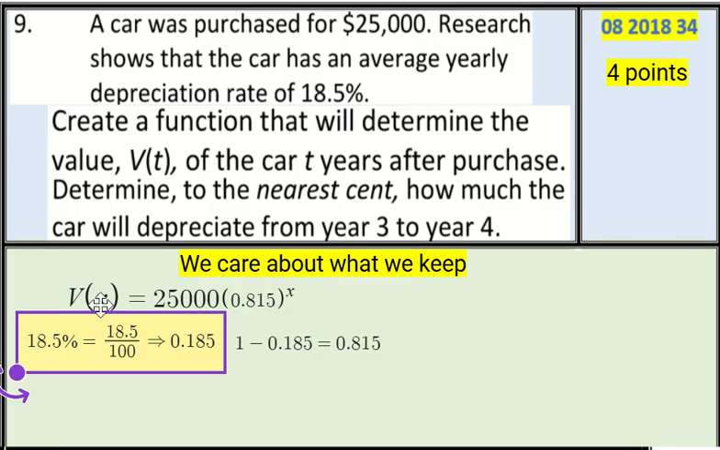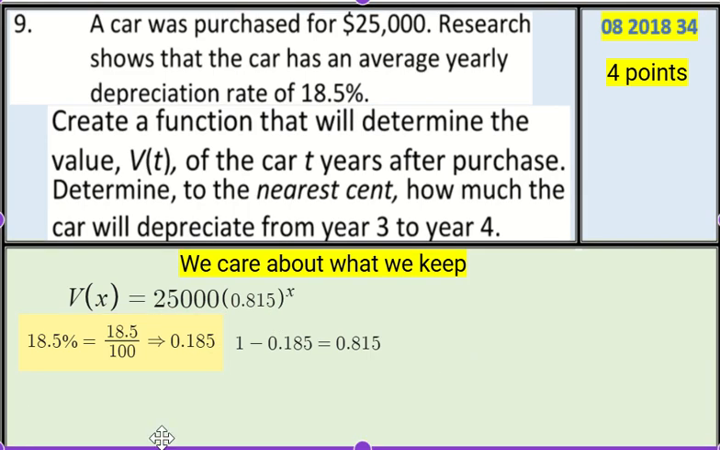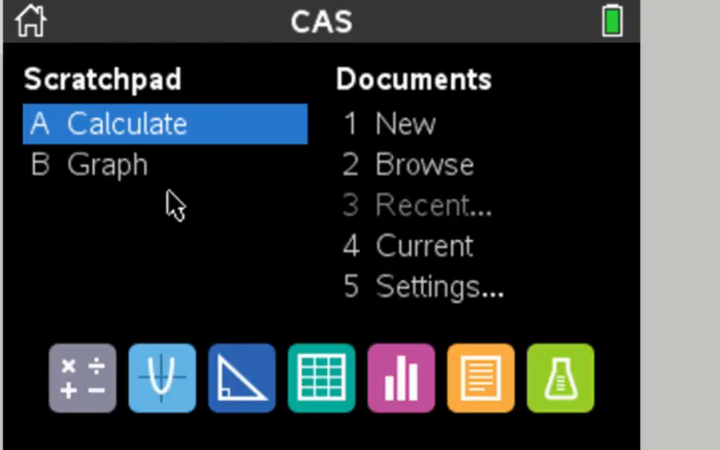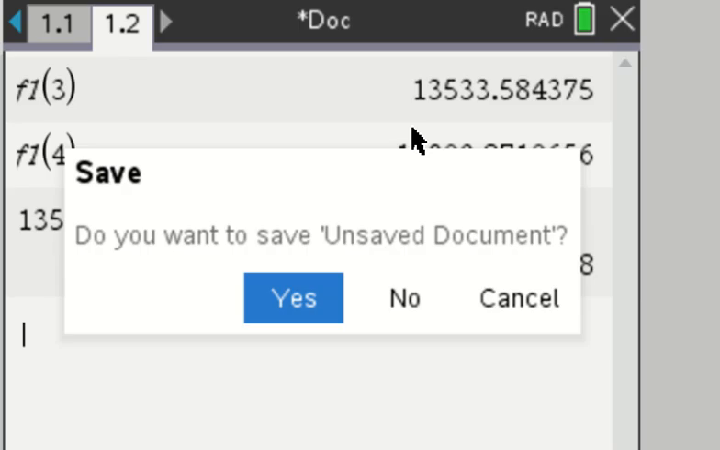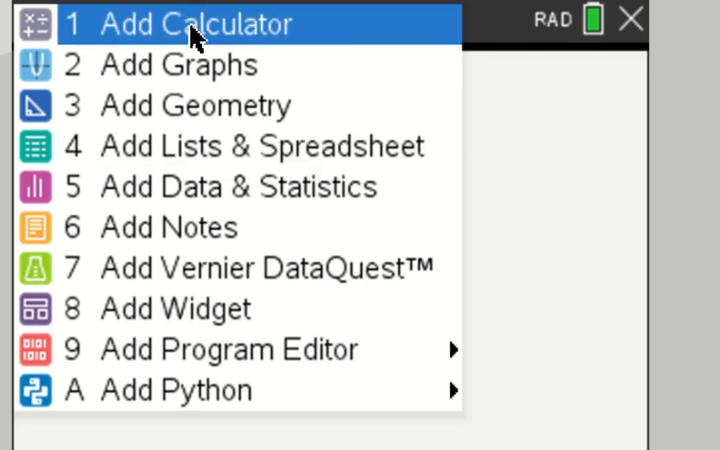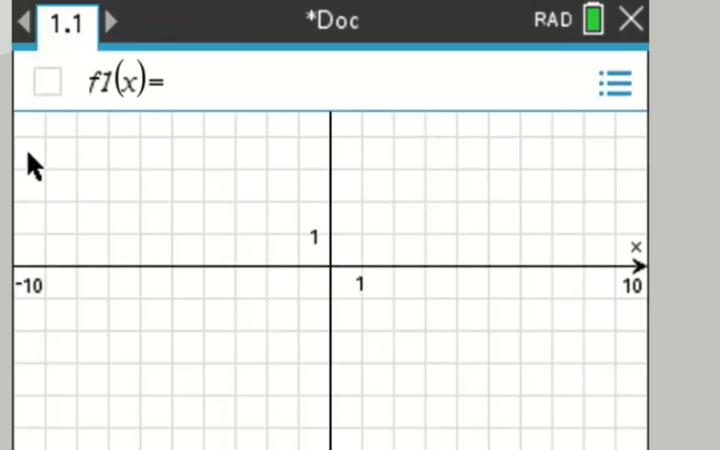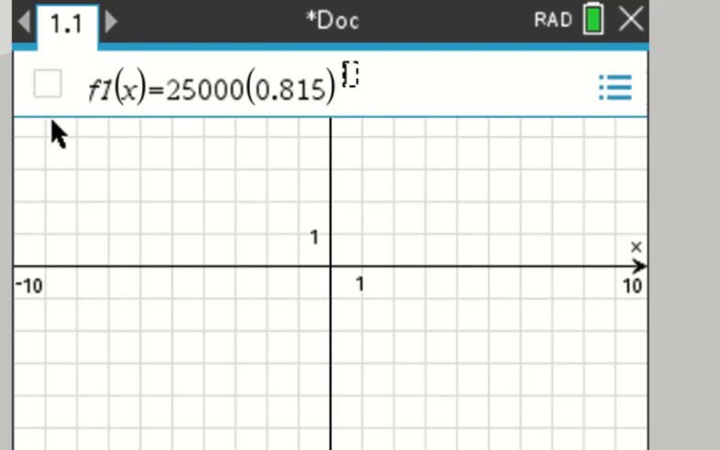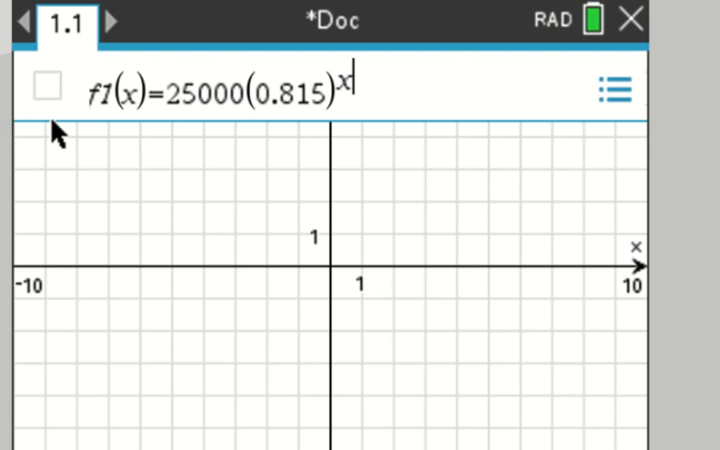So I'm using the x because now I'm going to put this function in my TI Nspire graphing calculator. So I want a graph page, home screen, new doc, say no, add a graph page. So I've got f1 of x. I don't need to put anything about v. I'm going to start with the 25,000, parentheses, 0.815, close our parentheses. Now we do the exponent key, to the power of x. It's an exponential function, so my variable is in the exponent.